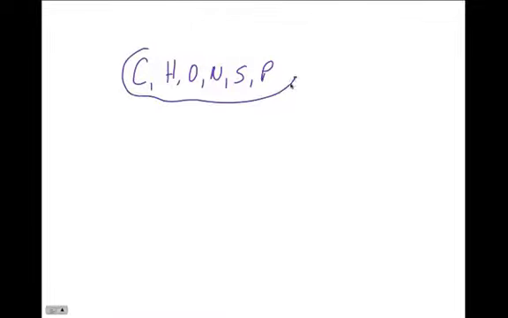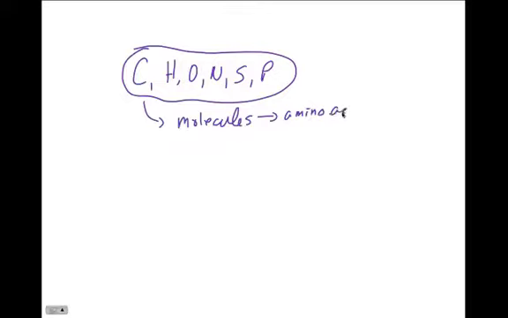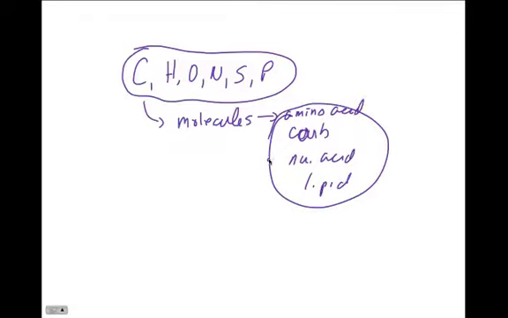So the big question here is, how did these elements ultimately form different molecules? And these molecules in particular that we're looking at, such as amino acids, various carbohydrates, nucleic acids, and lipids: how did these molecules come into being to eventually lead towards the formation of cells?